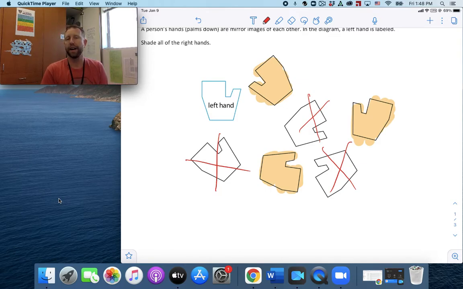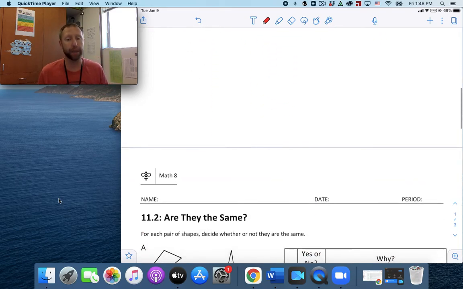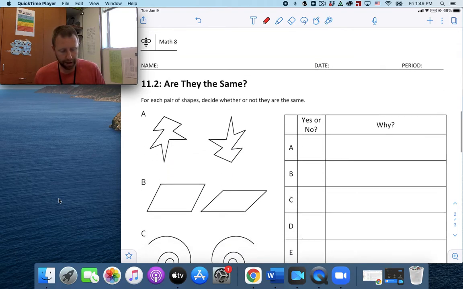And again, that's just getting you guys to realize, and you already knew this, that the hands can look like a mirror image of each other when I'm holding those out in front of me, both palm down. All right, so go ahead and turn to the next page.